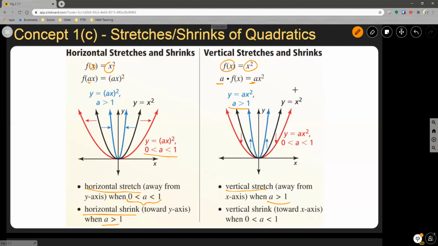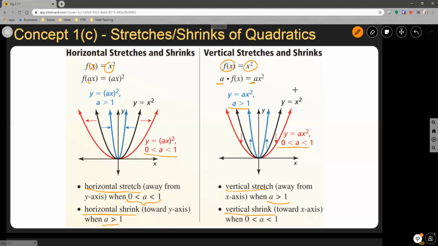and the graph grows taller. If I'm shrinking it vertically, then I'm multiplying by a value between 0 and 1, a small value. And that causes the entire graph to get shorter, which makes it look wider.